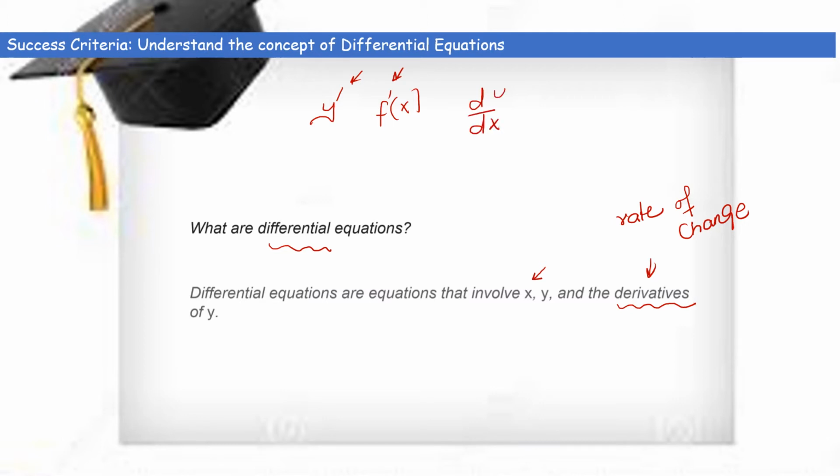So for example, dy by dx. Or if I say rate of change of volume with respect to time, I can write dV over dt. If I say rate of change of temperature with respect to time, I can say dT over dt, where capital T denotes the temperature and small t denotes the time, and so on.